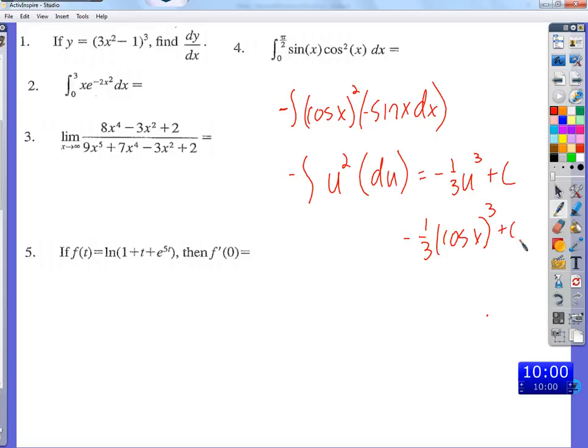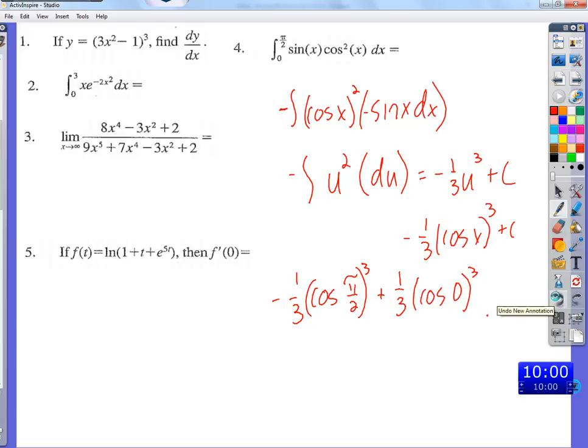And we're going to plug in pi over 2, plug in 0, and we're going to subtract. So we got negative 1/3 times the cosine of pi over 2, we're going to cube that, minus a negative 1/3, so plus 1/3 times the cosine of 0 cubed, and plus c. Oh, so that was actually really easy. So it's the cosine of pi over 2.